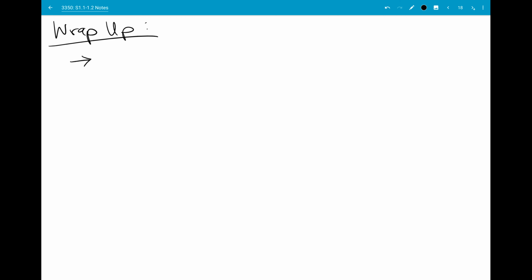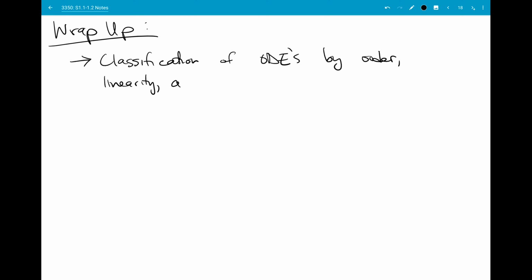We talked about the basics of differential equations, and I guess the big takeaway was classification of ODEs by order, linearity, and homogeneity. We did that after laying some groundwork for how to actually talk about differential equations and what they mean.